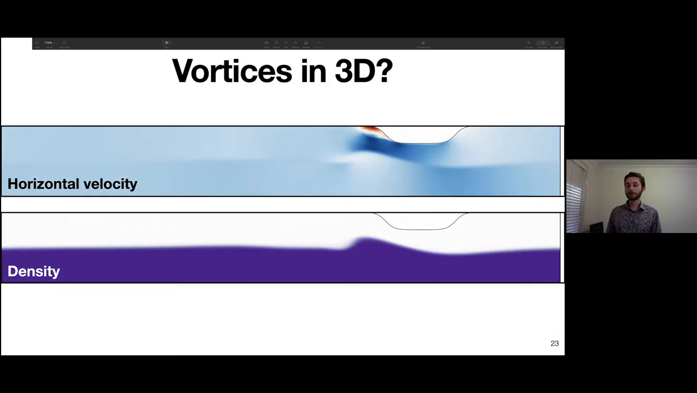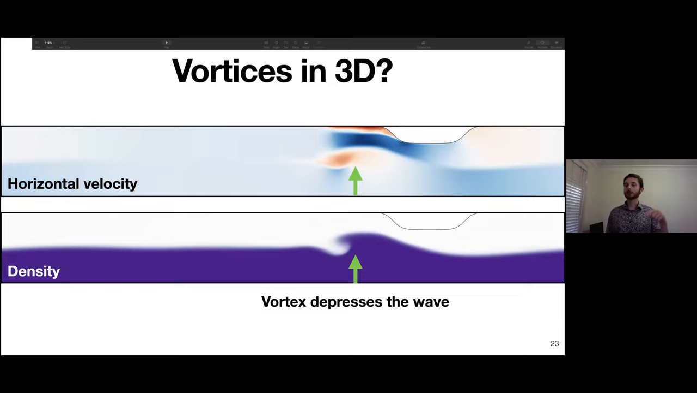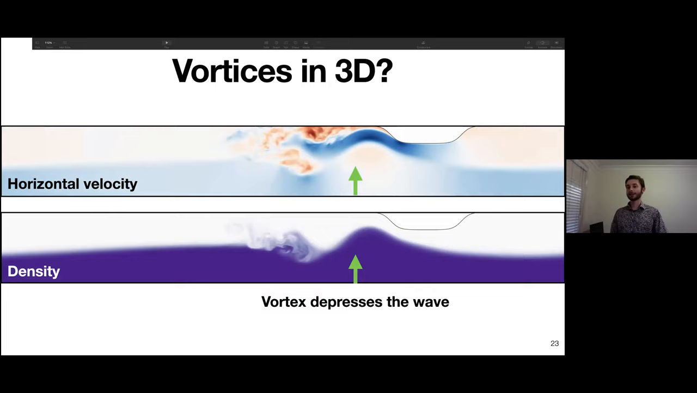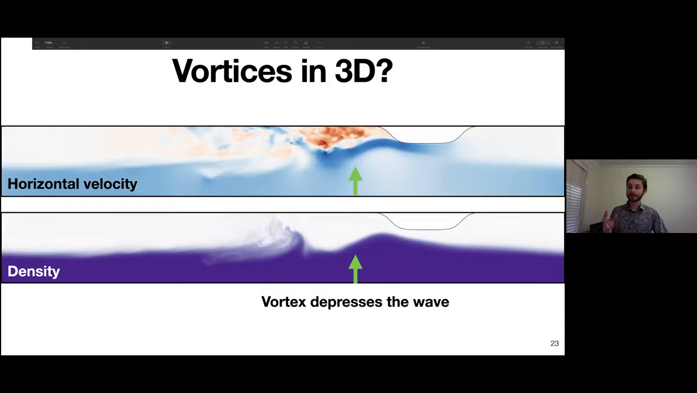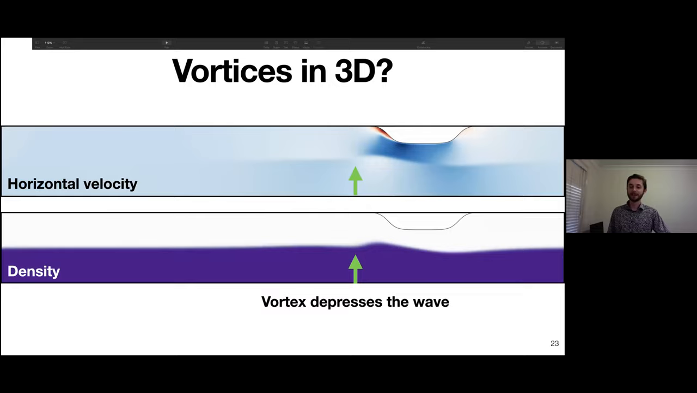And in the bottom, we can see that this vertical feature, this recirculating feature, is colliding with the boat again, and it is depressing the wave. So we're seeing the same kind of thing in 3D. These are very preliminary results at this stage, but I had to show it. I'm just so excited about this 3D simulation that I finally got, which is reproducing the things that we had seen in two dimensions. Much more to come, much more to come.